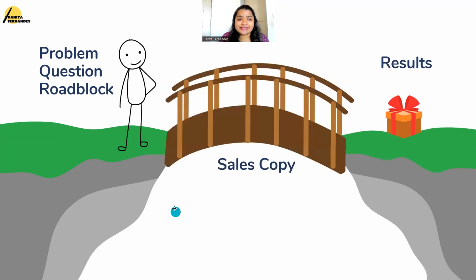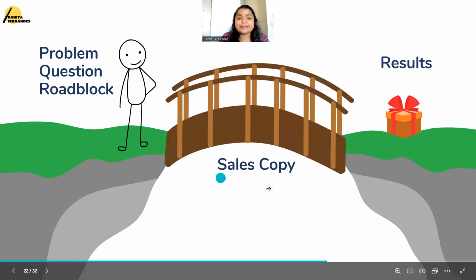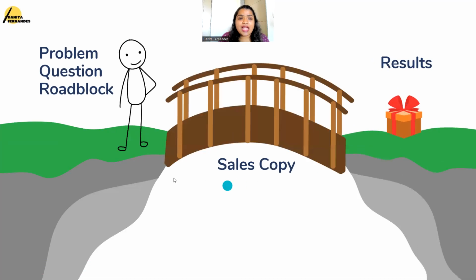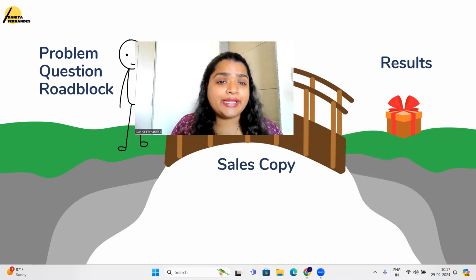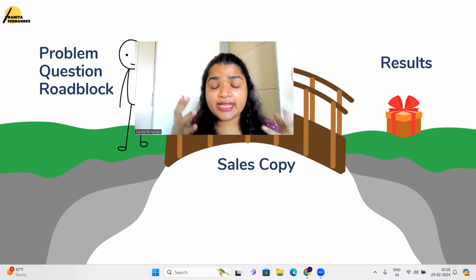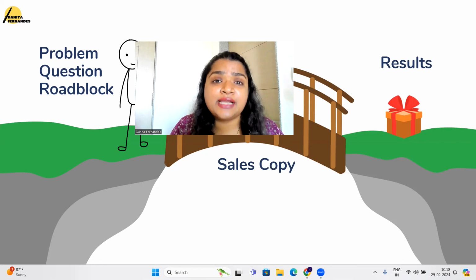How will he get the results? He'll get the results through the sales copy. Our sales copy, our sales page will take Gopal from this place to this place. And to take him from here to there is exactly why we need buyer's persona. So, buyer's persona helps you identify who you're writing for, exactly what that person is.